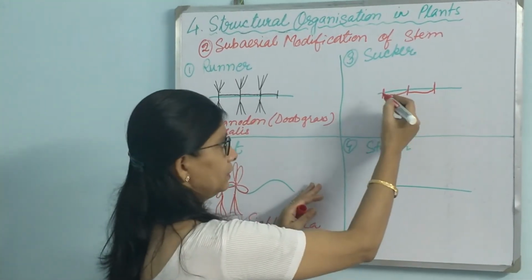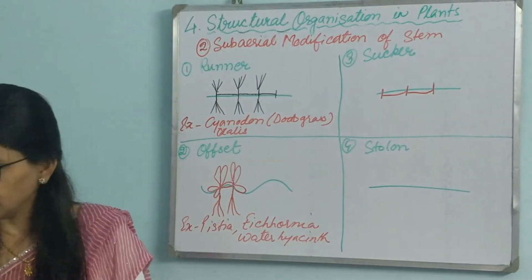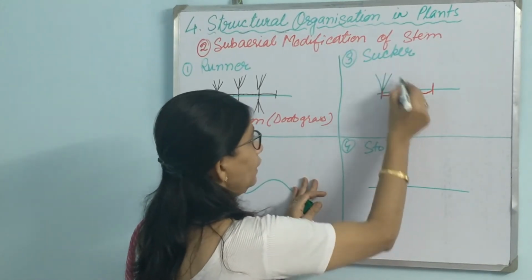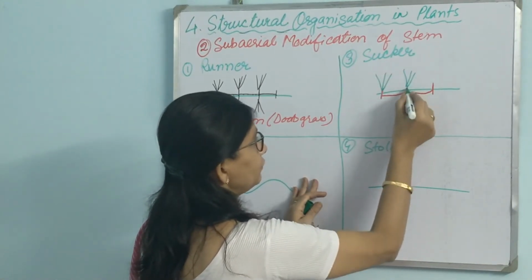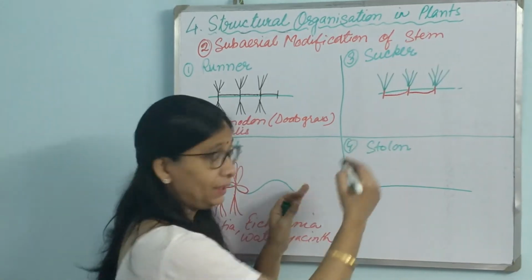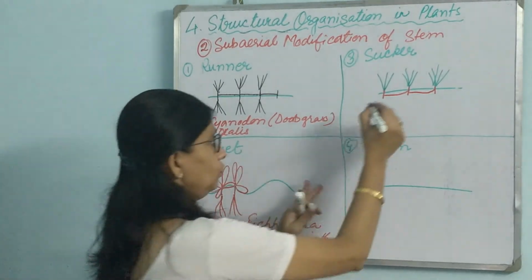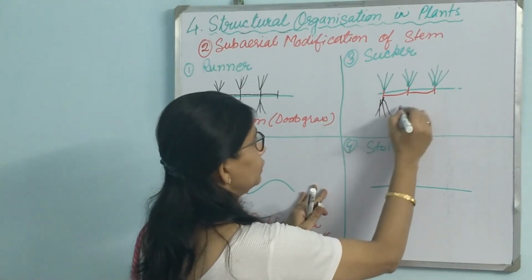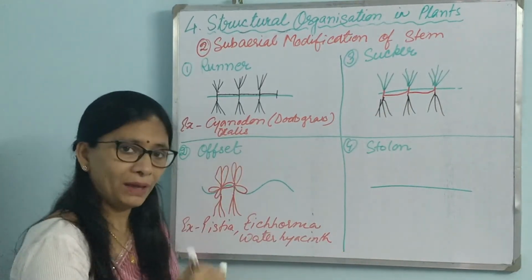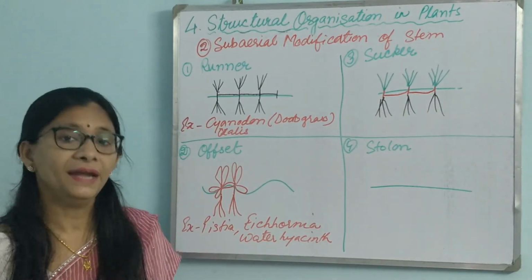So from above we will not be able to see the connection. It will be seen as if all these plants are individual different plants, but actually they are all connected below. It gives rise to root and it gives rise to stem above. So this is adventitious root and the stem. So from above we will not see the connection. It will seem as if they are all individual plants.